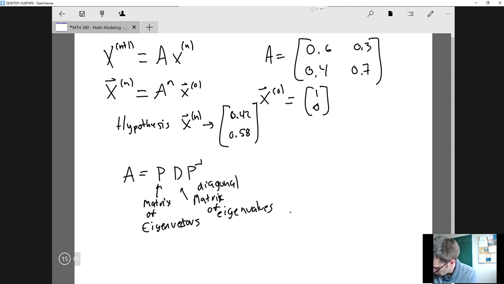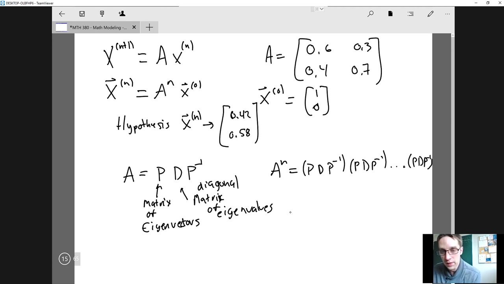Okay, so what is A to the n? Well, if you multiply that thing by itself over and over again, what you'll see is that this is P D P inverse times P D P inverse a whole bunch of times. And there's a lot of P inverses that cancel out, and so we're going to be left with P times D to the n P inverse. And so ultimately, the only thing that we need to know to figure this out are the eigenvectors and then the eigenvalues raised to the nth power.